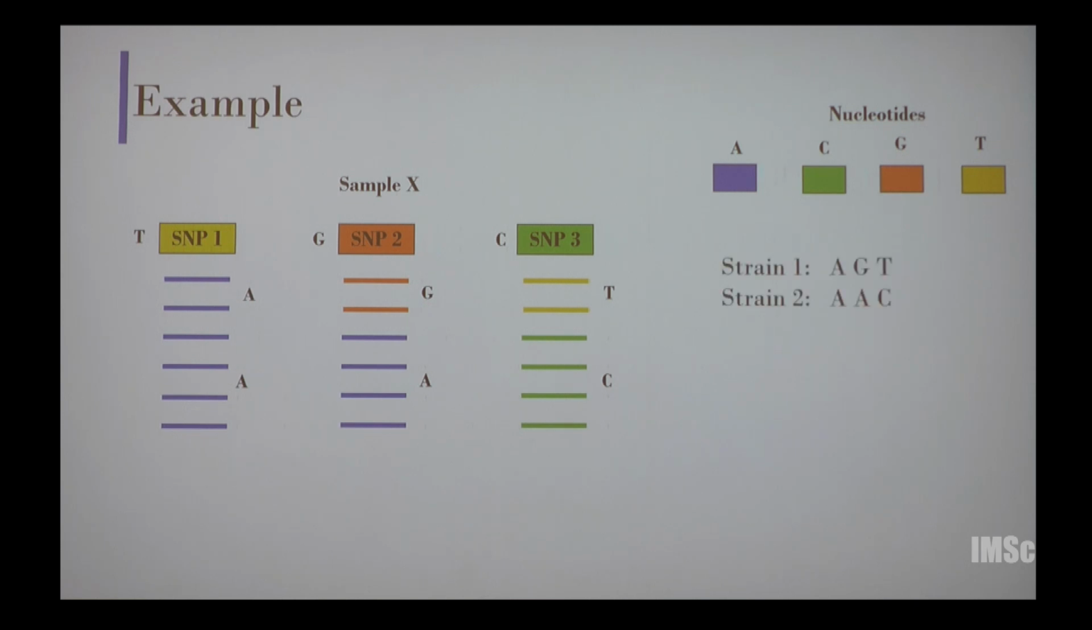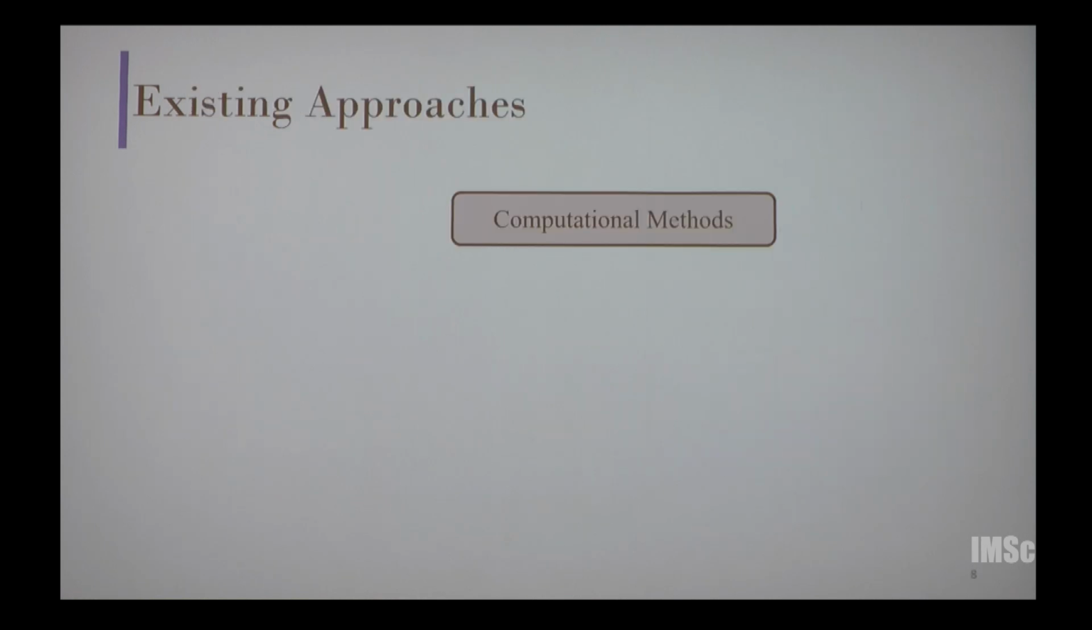Now, if you have a reference database of known strains, let's assume that strain 1 sequence is AGT and strain 2 is AAC, then the proportion of the 2 strains present in the sample will be 33% and 67%. There are several approaches to detect mixed infection.